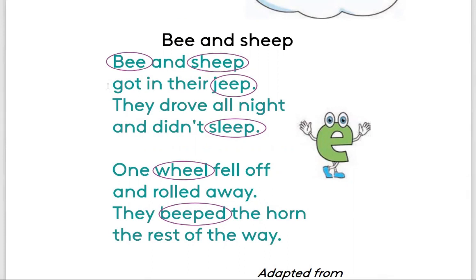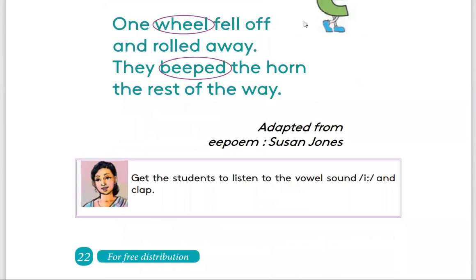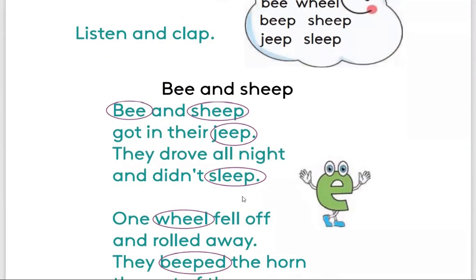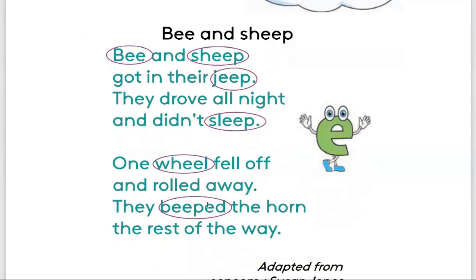Right. Now, the thing that you have to do here is you will read with me the poem, the lines, and clap when the circled words are pronounced. Here you can see some circled words. When you hear the circled word, you should give a clap, right? Get the student to listen to the vowel sound E and clap. Here you can see the long vowel sound, E sound. Beep, sheep, jeep, sleep, wheel, beep, like that, right?